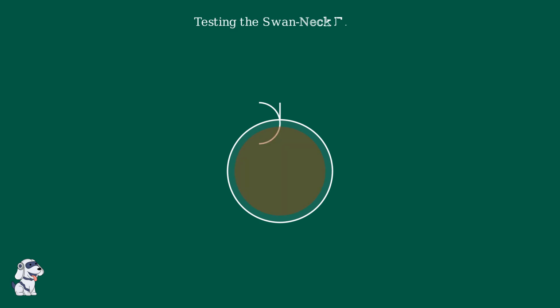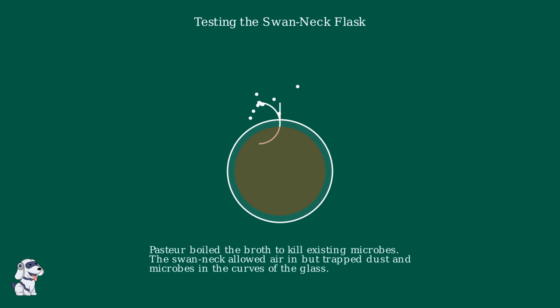Pasteur boiled the broth in these specially designed flasks to kill any existing life. As long as the neck remained intact, the broth stayed clear indefinitely. The swan-neck design allowed fresh air to enter the flask, satisfying those who claimed air was necessary for life. However, it trapped airborne microbes and dust within the bends of the neck. Because the microbes were trapped, the nutrient-rich broth remained sterile. This was a definitive, controlled demonstration that life requires pre-existing life.